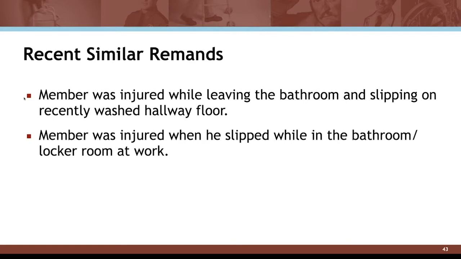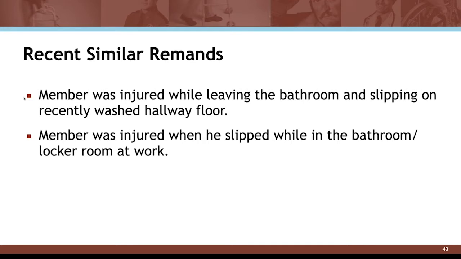At the hearing on this matter before the retirement board, which incidentally was 12 years after he sustained the injury, he testified that while he was in the bathroom, one of his colleagues, a fellow police officer, yelled that he needed help. So he rushed out of the bathroom and slipped immediately as he left the bathroom.